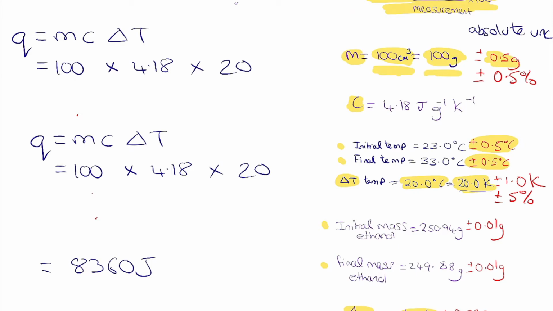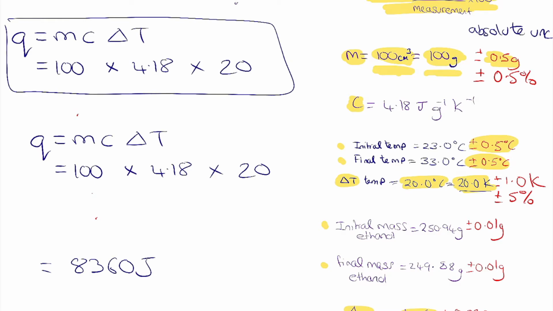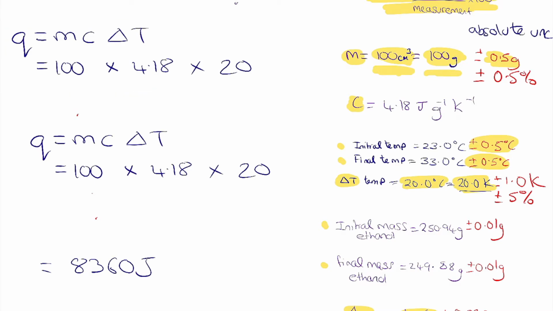So let's go over to the calculation. I've already written it out over here. Okay, so what we're going to do now is add the absolute uncertainties, and I'm going to draw those in red so that you can see them clearly. So we write a plus or minus 0.5 grams next to that 100, and we write plus or minus 1.0 Kelvin next to that 20. Okay, so those are the absolute uncertainties.